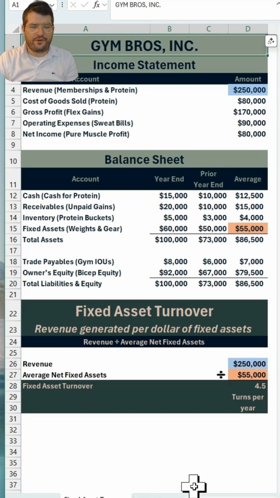Fixed asset turnover. Okay, now this is telling you how much revenue your fixed assets are generating. Now, it's not going to be cut and dry. Sometimes fixed assets don't generate any revenue. Sometimes businesses don't even have any fixed assets. So before you dive into this one, you first have to figure out what makes your business tick. In this case, we have a gym, and what makes it tick is a handful of things.